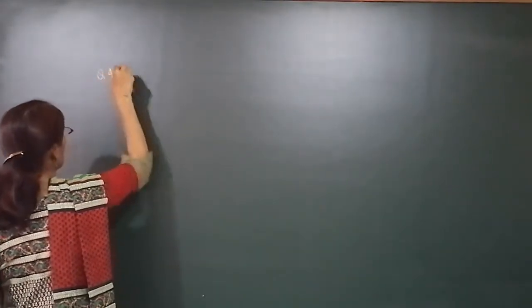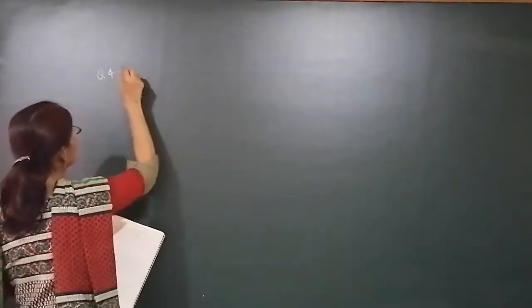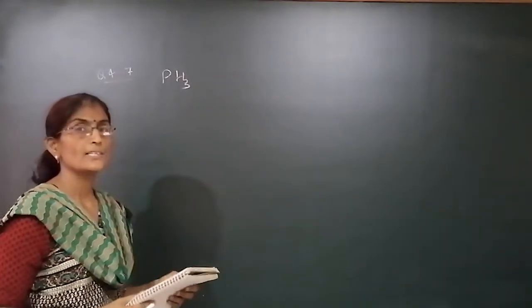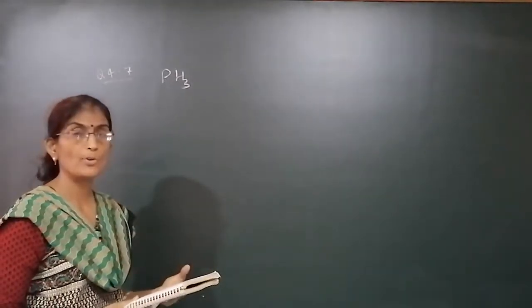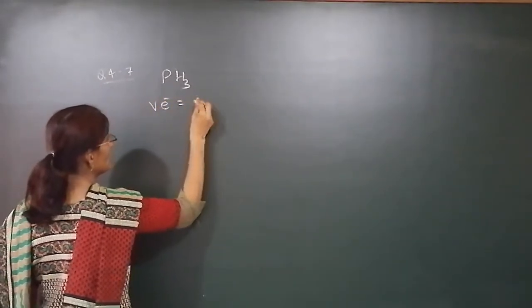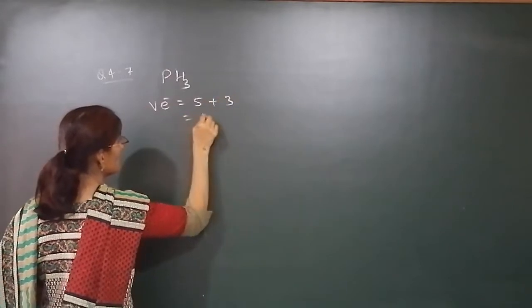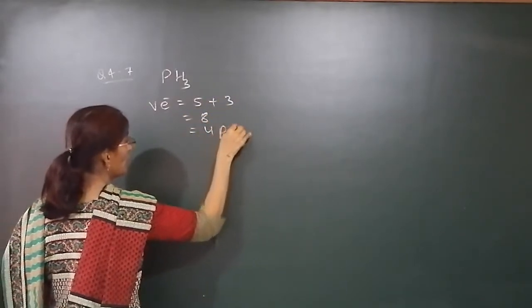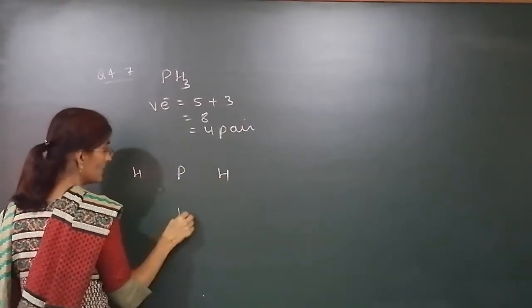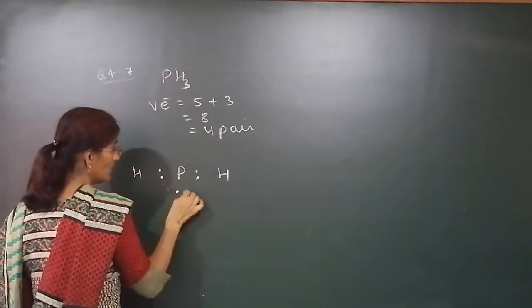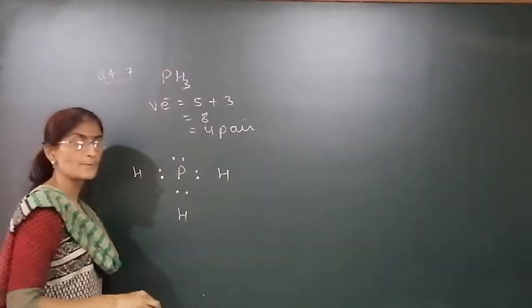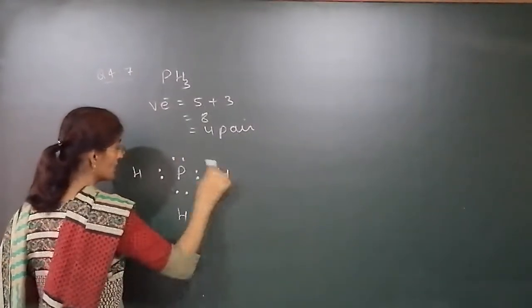Question number 4.7. Suppose we take the example of PH3. Its shape we have to say with the help of VSEPR principle. Now first we'll draw the Lewis dot structure. For that, valence electrons: phosphorus 5, hydrogen 3. So total 8 electrons, meaning 4 pairs of electrons. Phosphorus is the central atom with 3 hydrogen atoms. We place 1 pair each, the octet of hydrogen is completed. The 4th pair will be given to phosphorus. Phosphorus octet is complete, hydrogen completed.